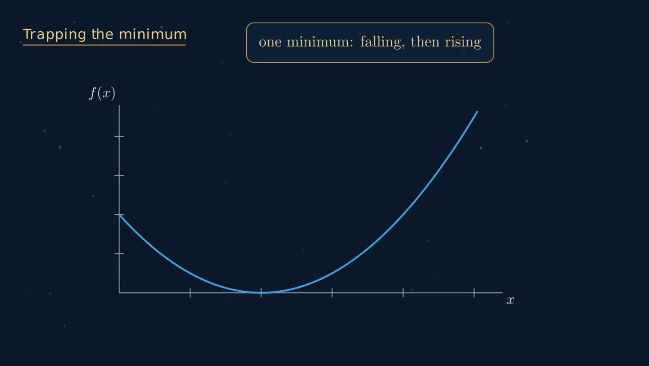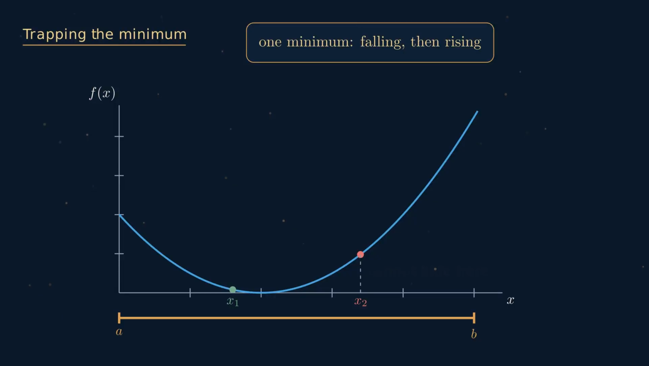Now one assumption unlocks everything. The function must be unimodal on this interval. It falls to a single minimum, then rises. No second dip, no plateau. Drop two probes inside the bracket and compare their heights. That single comparison is all the information we need.